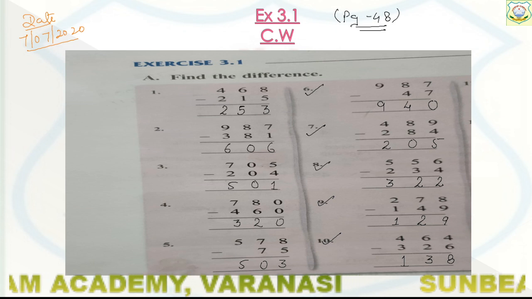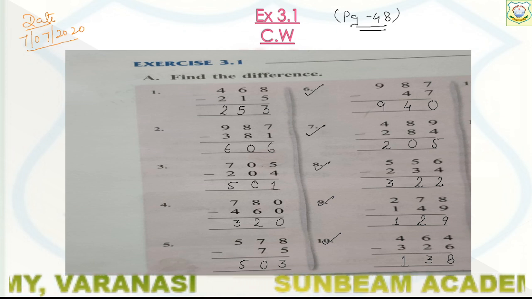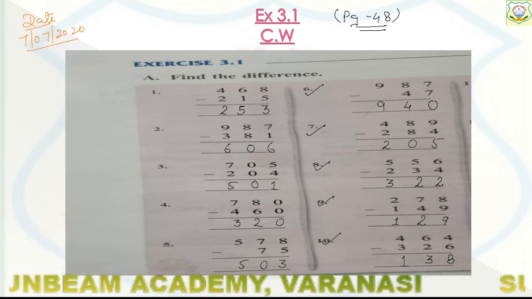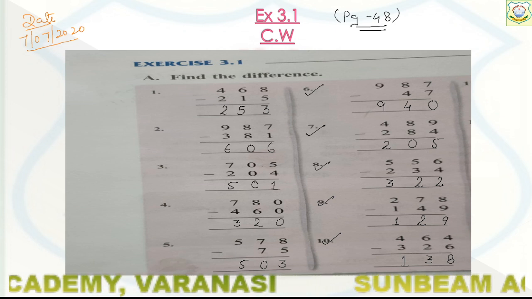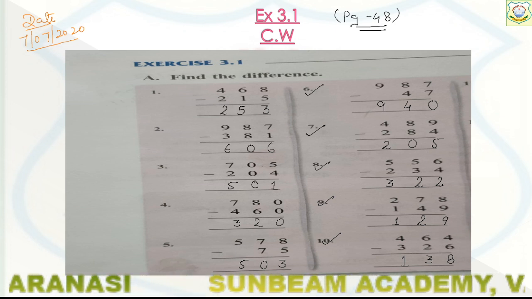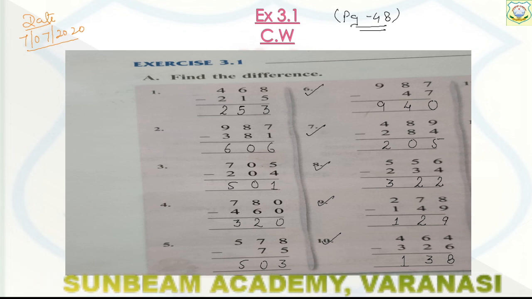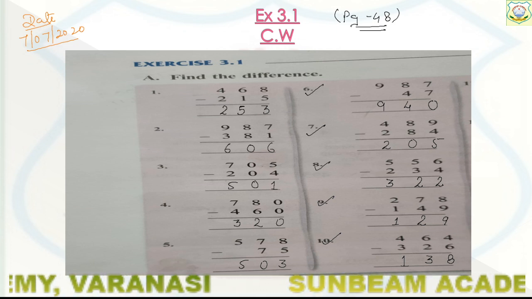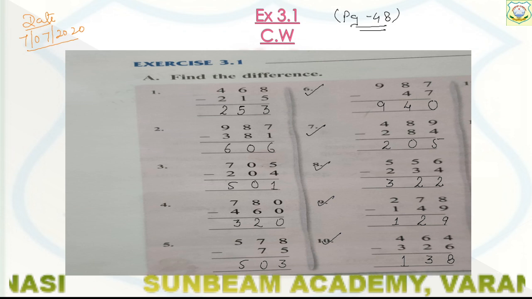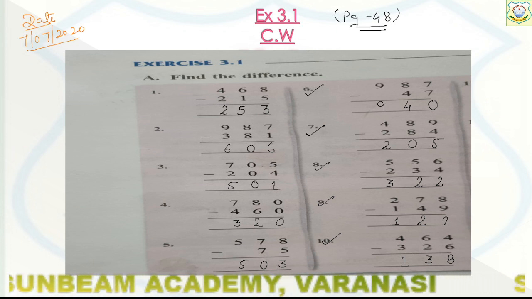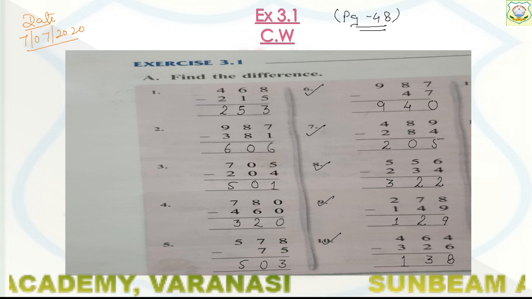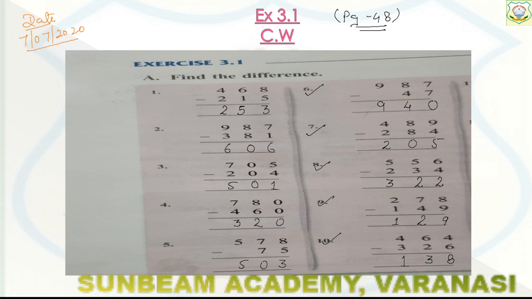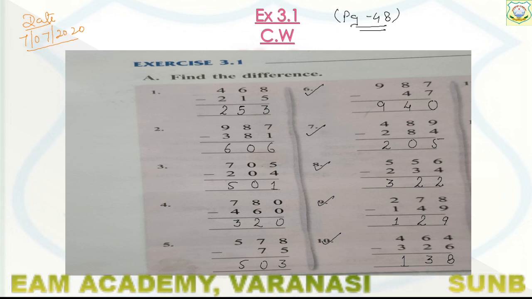Match your answer. The first answer is 253. Second is 606. Then third is 501. Fourth is 320. Fifth is 503. Sixth is 940. Match your answer. Seventh is 205. Then eighth is 322. Ninth is 129. And tenth is 138. Have you checked your answers? Done? Okay. So that much is for today.